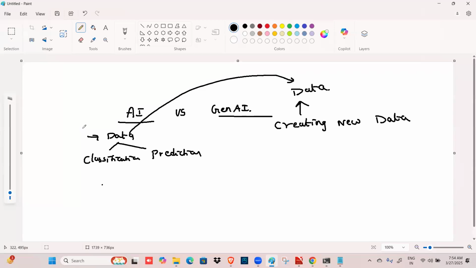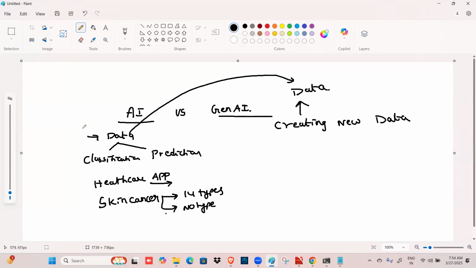For example, I want to design a healthcare application, a healthcare app, an Android application or iOS application, where I want to predict skin cancer. There are different types of skin cancers, like 14 different types, let's imagine. And also there is a no skin cancer type. And there are some wounds also, like people are having some wounds, right? These wounds also sometimes turn into skin cancer, and we need to study all these things. So we are going to collect the images of all these different cases. Total 16 types are there.